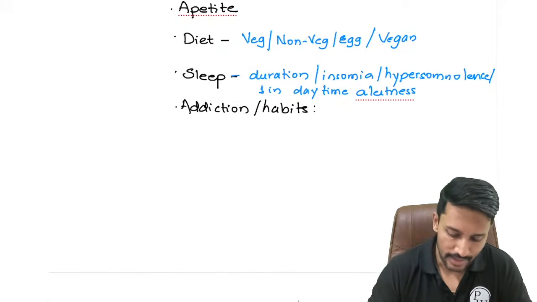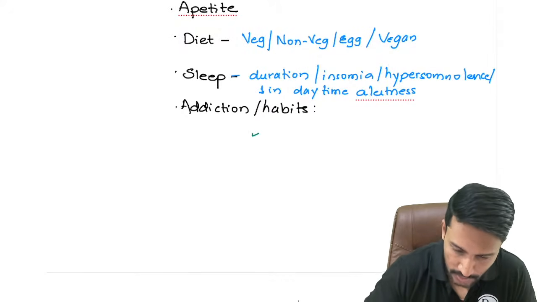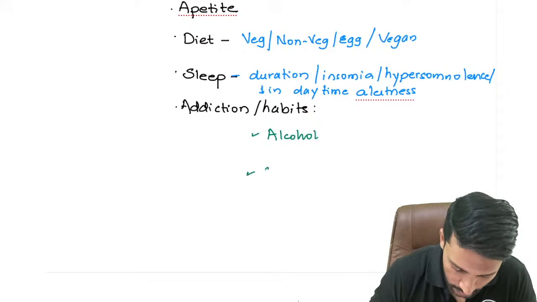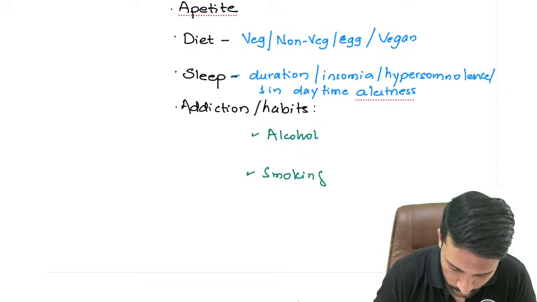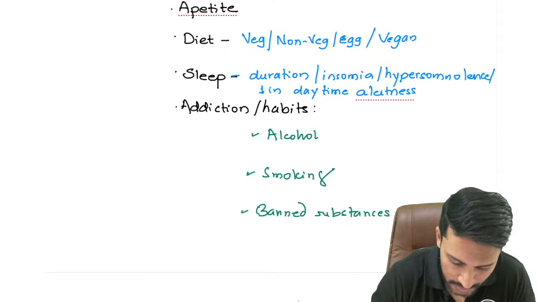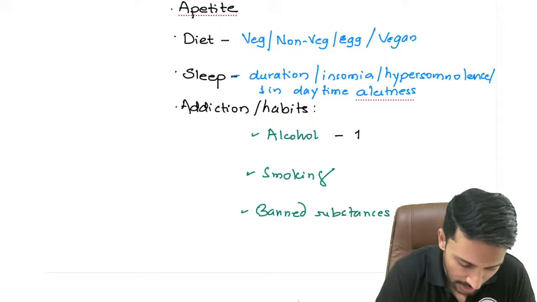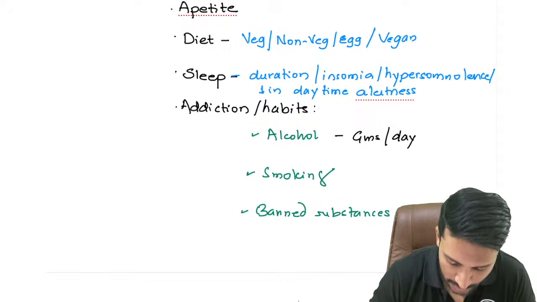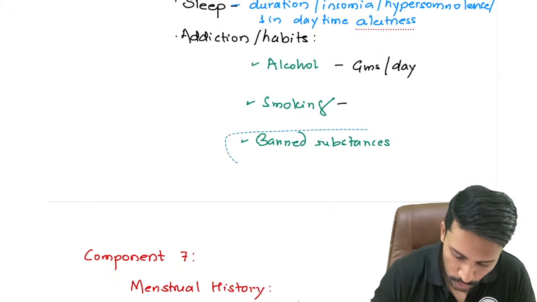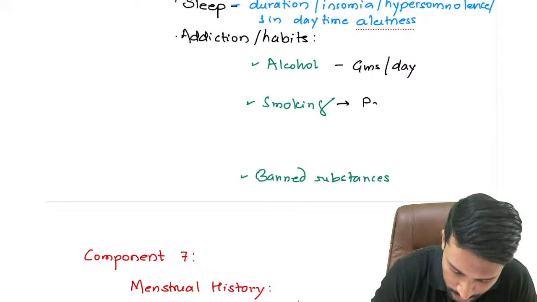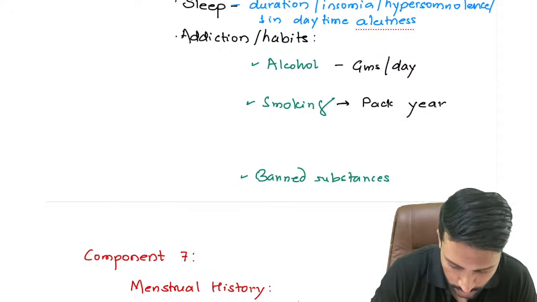Okay. After that comes the addiction or habits. So in the addictions or habits, we will document about alcohol, right? Smoking and other banned substances. So when we are expressing alcohol, we should express the grams of alcohol taken per day. And if you're expressing smoking, right, smoking should be expressed in pack years.